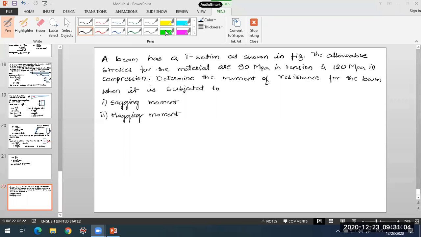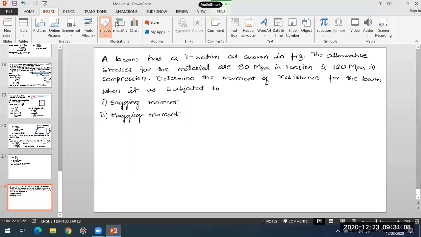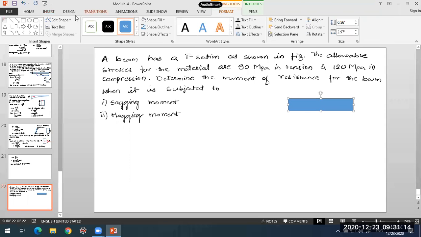The question is all about determining the moment of resistance, or the moment carrying capacity, for the cross section which is given to us. See, this is the cross section. It is a T section here. This is the flange of the section and this is the web. So that is the cross section we have.